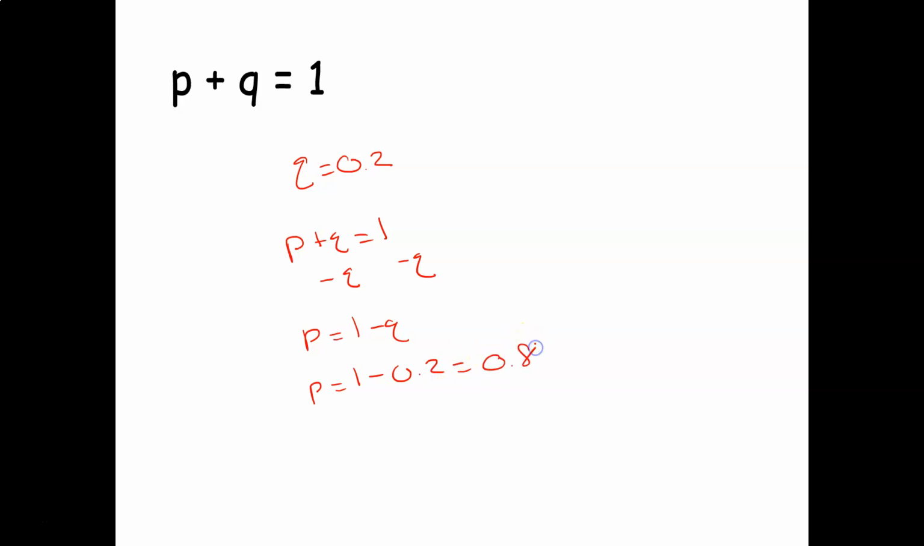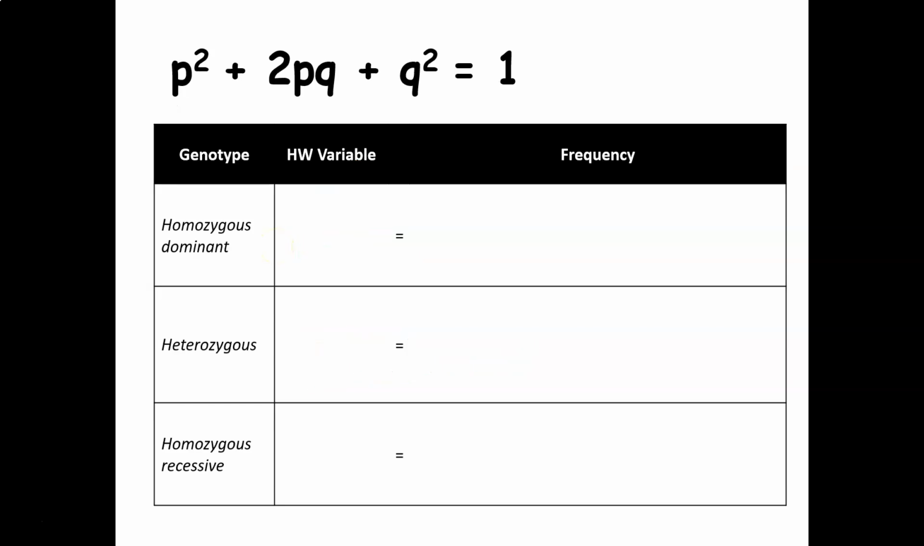Okay, now that I have the fact that q equals 0.2, I can now rearrange the equation p plus q equals 1 to get p by itself by subtracting q on both sides, leaving me with p equals 1 minus q. If I plug in the value for q, p equals 1 minus 0.2, then I end up with 0.8 for p.